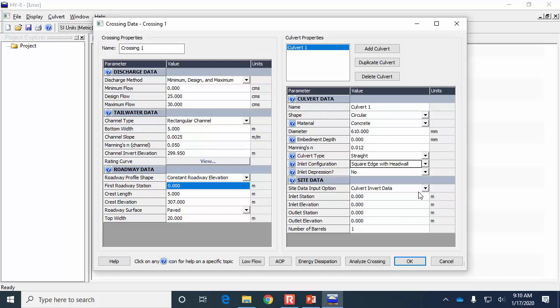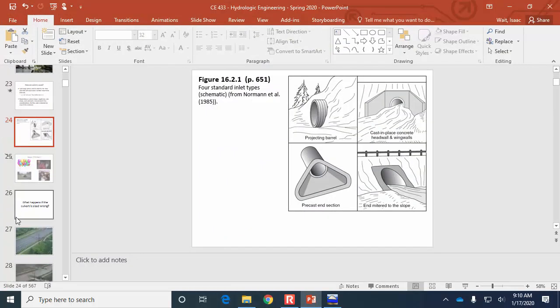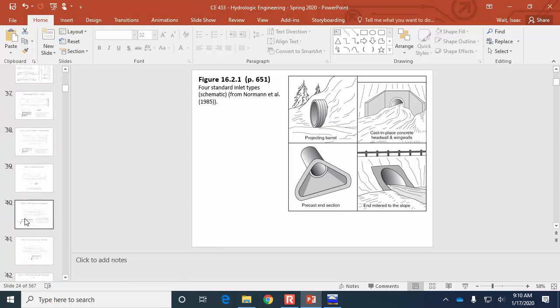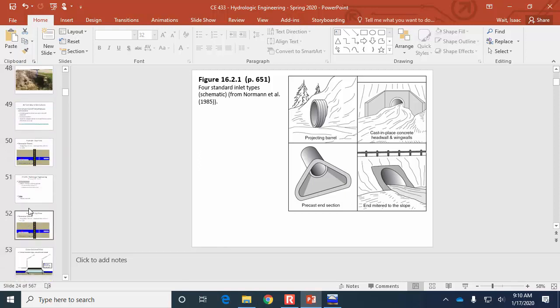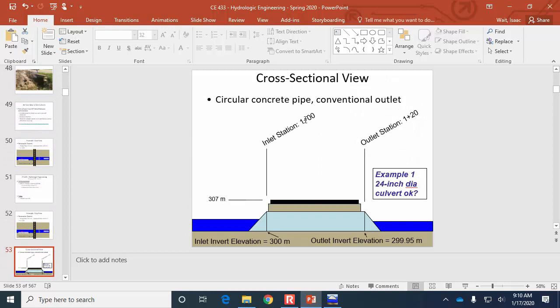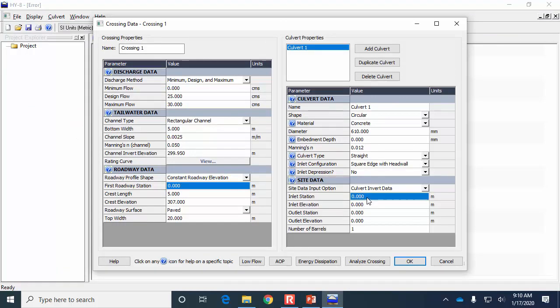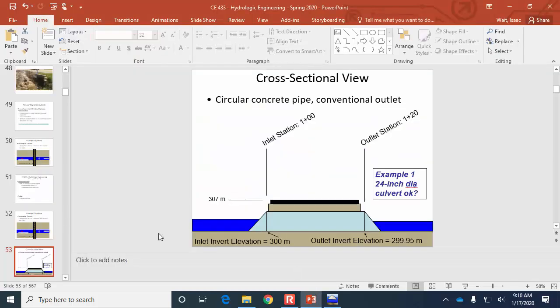But what we do have to do is specify how long the culvert is. And so we're going to do that with the station. Back to the example slide that gives us the details about how long the culvert is. From this view, we can see inlet station is 100, outlet station is 120. And it's from that that it gets the culvert's length. Now the inlet elevation, we look at the invert here, and it was at 300. The outlet is at 299.95. And so the elevation of the pipe and the elevation of the channel matches up at the outlet.